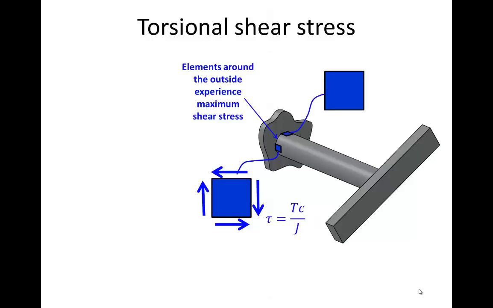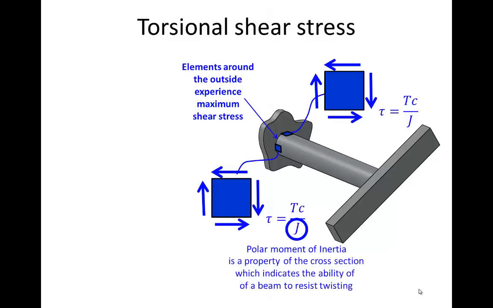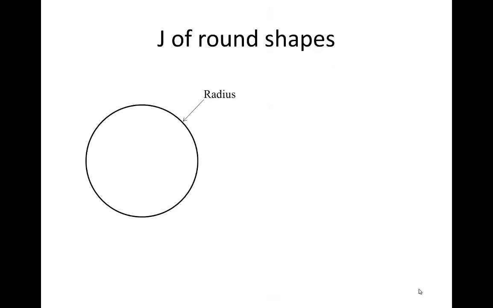This element is also on the outside perimeter and would have the same amount of torsional shear stress calculated by Tc over J. J is the section property that we are reviewing in this part of the video. It is the polar moment of inertia, which is a property of the cross-section which indicates the ability of the beam to resist twisting. Let's review how to calculate J for round shapes.